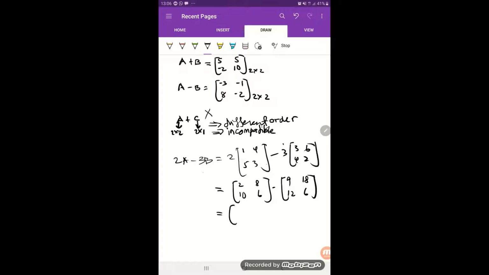2 minus 9, the answer is negative 7. 8 minus 18, the answer is negative 10. 10 minus 12, the answer is negative 2. 6 minus 6, the answer is 0. So this is the answer.